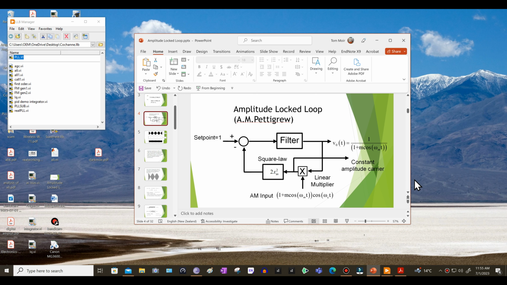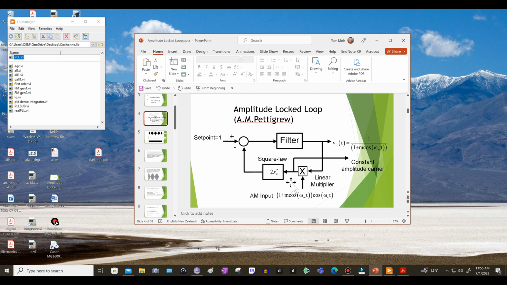Now this is my version of the Amplitude Locked Loop, which has got a filter, a square law, and the input multiplier, a bit like Archie's original, apart from we used the squarer instead of a rectifier. It was his original idea. There's not a huge amount of difference. It's just a little bit easier to get hold of these multipliers that work at reasonable frequencies.